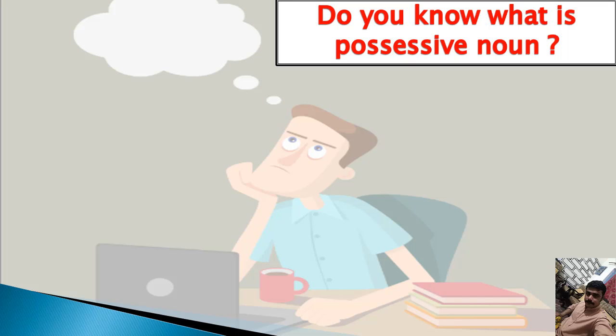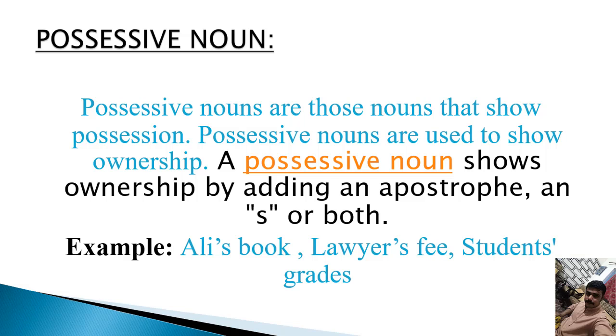Students, do you know what is a possessive noun? Possessive nouns are those nouns that show possession. Possessive nouns are used to show ownership. A possessive noun shows ownership by adding an apostrophe, an s, or both. So, by reading this definition, we come to know that a possessive noun shows possession or a relationship.